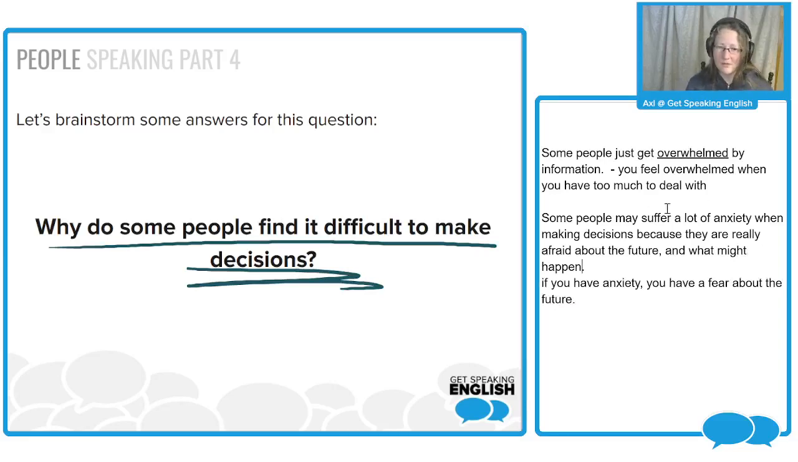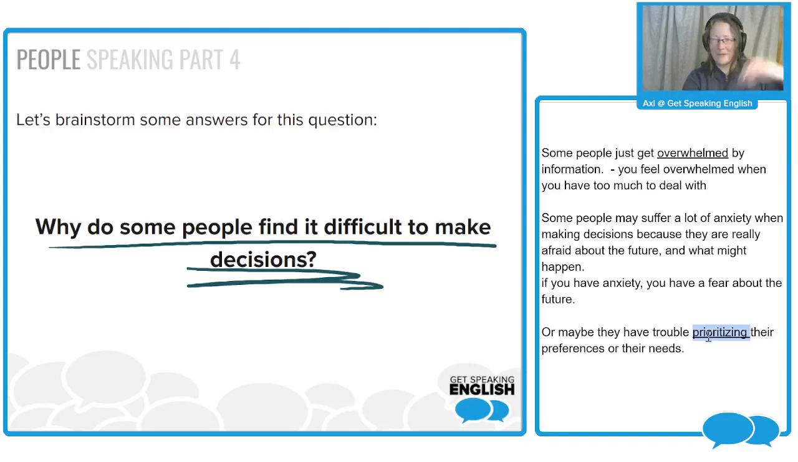Or maybe they have trouble prioritizing their preferences or their needs. And of course, if we prioritize something, we are basically weighing them from the most important thing, second most important thing, third, fourth. So we're basically listing them in order of importance. So, list something in order of importance. Yeah, so that could be a huge thing, right?